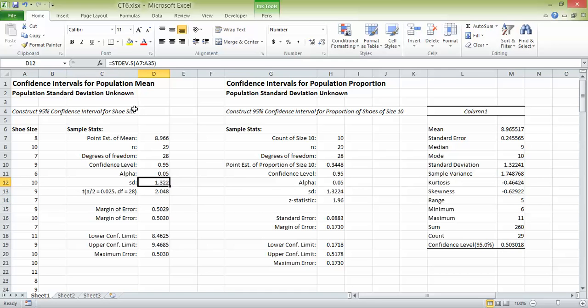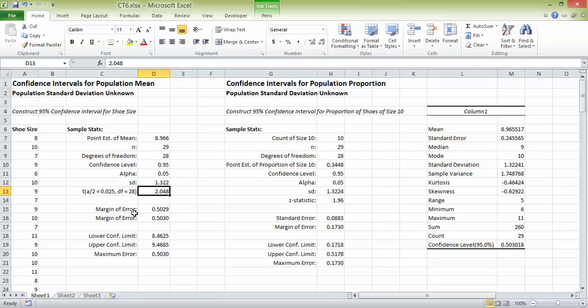Sample standard deviation. There's my equation for it. STDEV.S gives us the sample standard deviation. And now the 2.048, you can see there's no equation. I just went in and looked that value up in a table. You can do that too, and the book tells us how to do that.